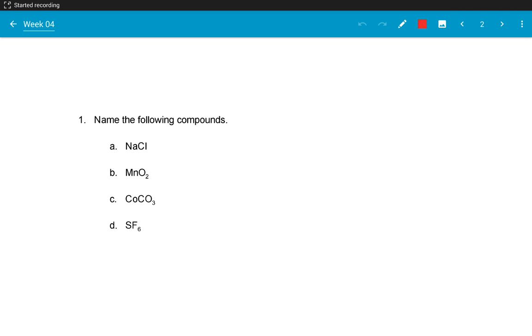Name the following compounds. In the first compound, we have sodium, a well-behaved cation, and chlorine, which makes a well-behaved anion. So the sodium is simply called sodium. But as an anion, we change the chlorine to chloride.